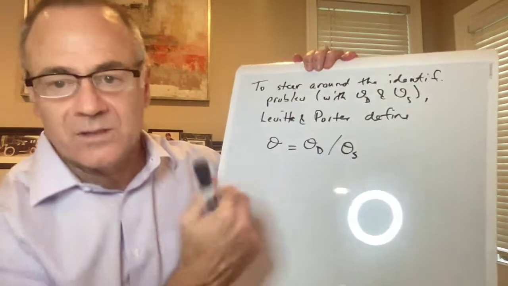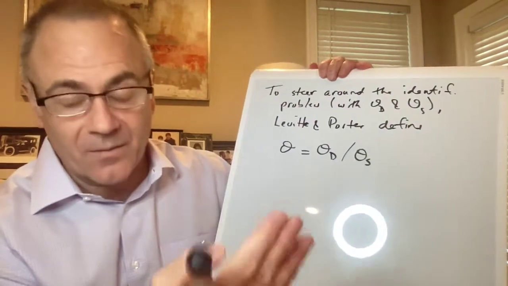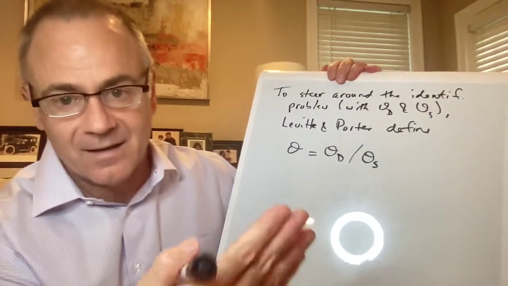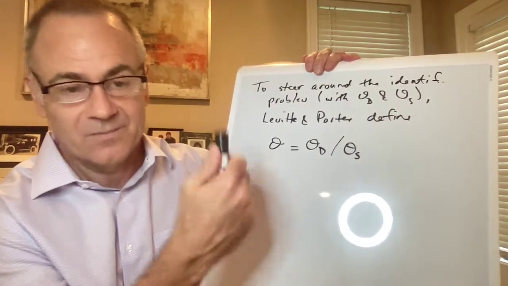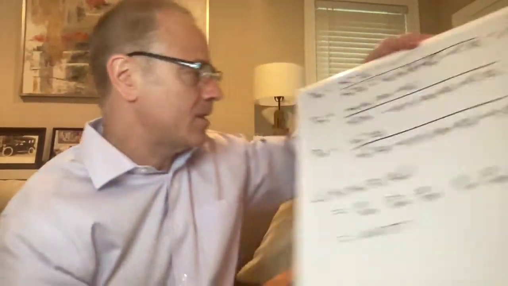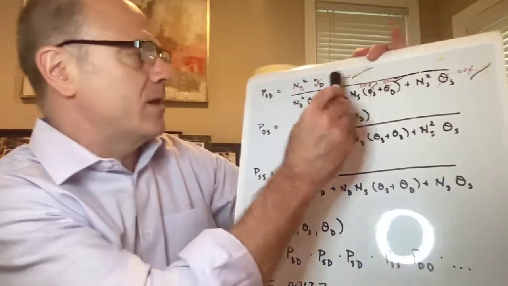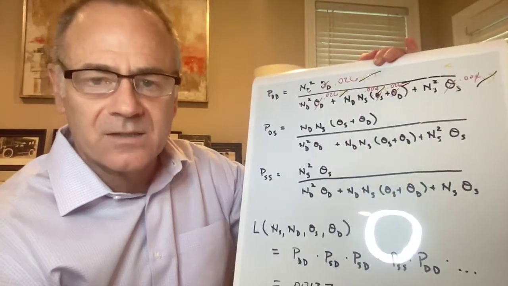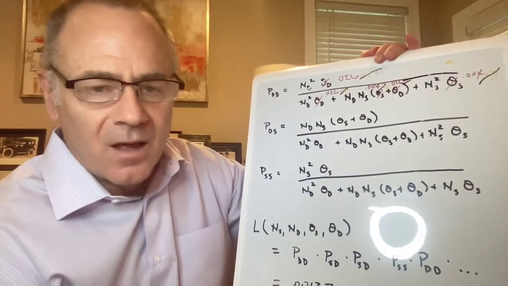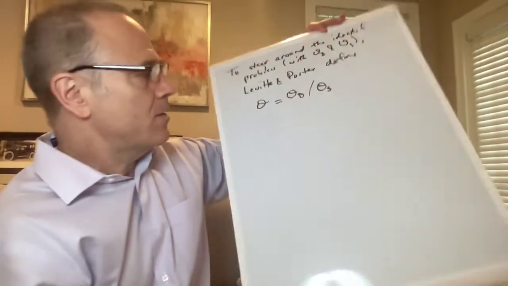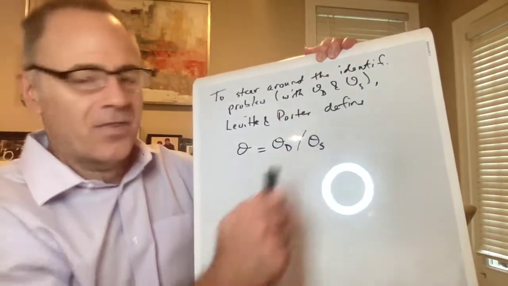Now, let me show you. They're going to argue that you can identify theta. What does that mean? Okay, let me show you. I've already put a bunch of markings for the PDD. Theta D divided by theta S.